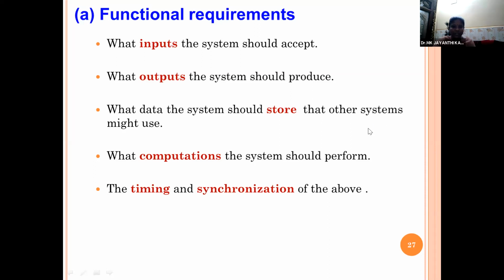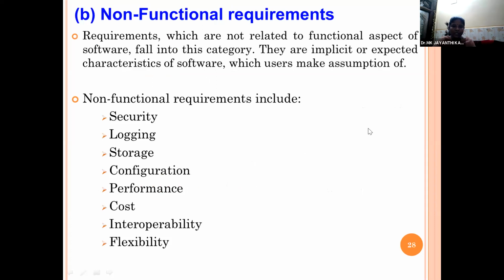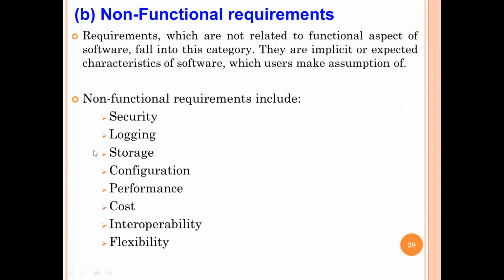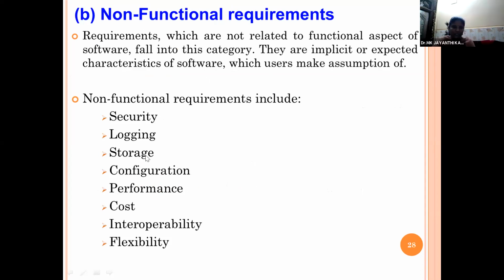If you take the non-functional requirements, those which are not related to the functional aspect of the software fall into this category. Non-functional activities will come under non-functional requirements. They are implicit or explicit characteristics of software which users make assumptions of. The various implicit and explicit non-functional requirements include security, logging, storage, configuration, performance, cost, interoperability, and flexibility.